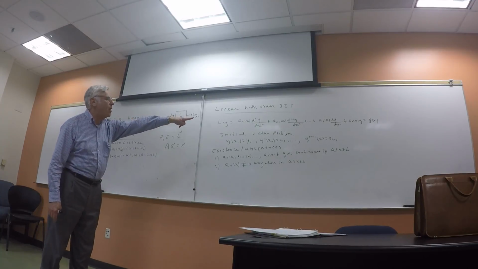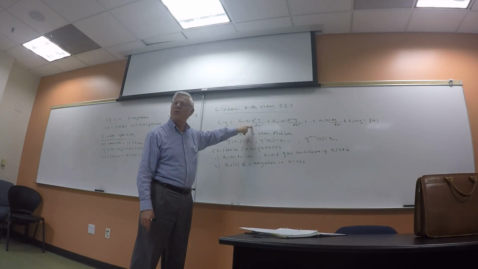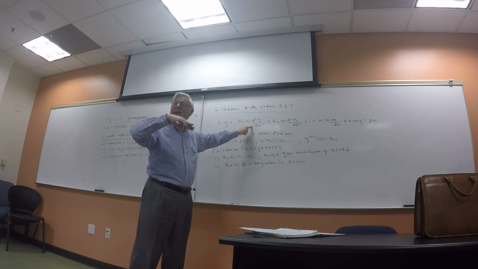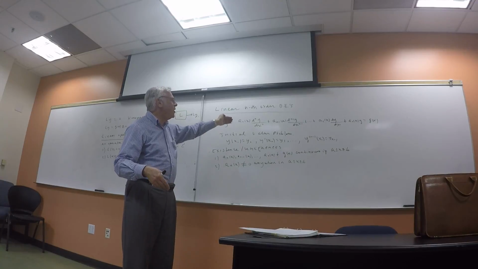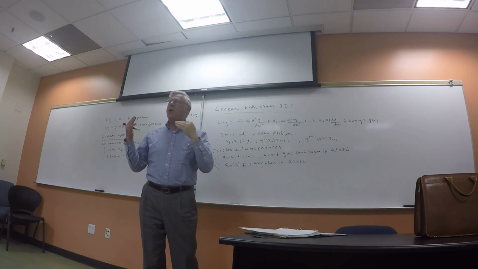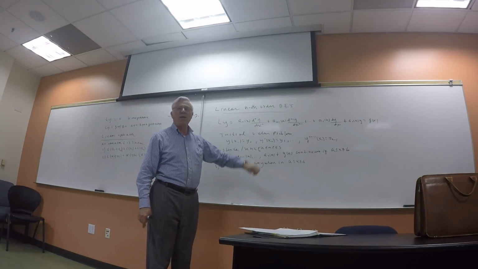Suppose I replace y by y1 plus y2. I get a sub n of x times the nth derivative of y1 plus y2. That splits up into a sub n times the nth derivative of y1, plus a sub n times the nth derivative of y2. Similarly for the other ones. And when you plug in y1 plus y2 every place you see y, at the end you'll just have L on y1 plus L on y2.